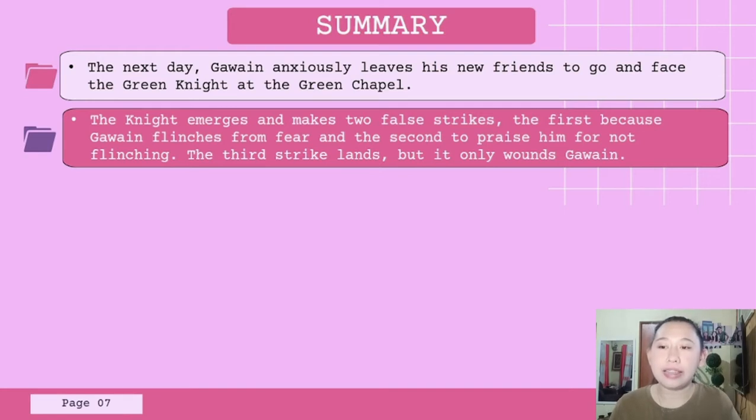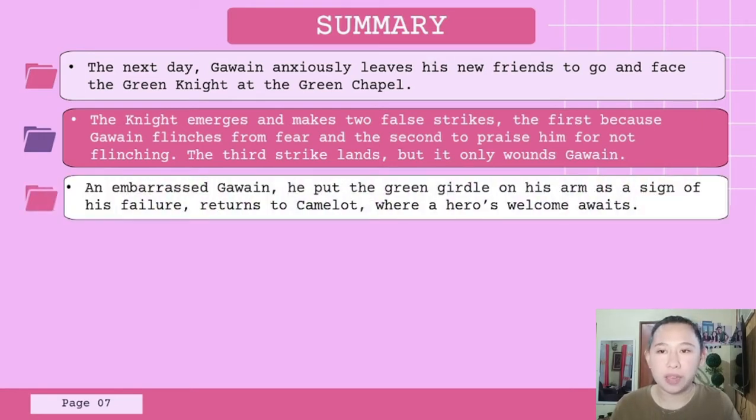It is then that the Green Knight reveals that his name is actually Bertilac, that he is the lord of the castle where Gawain has been staying, and that he has been testing Gawain. He explains that he has punished Gawain with this third strike for his dishonesty in hiding the green girdle on the third day of the hunt.